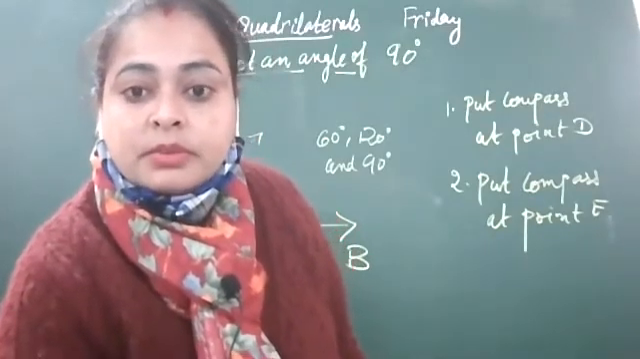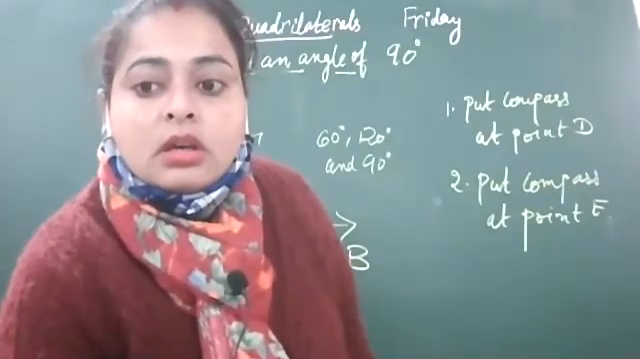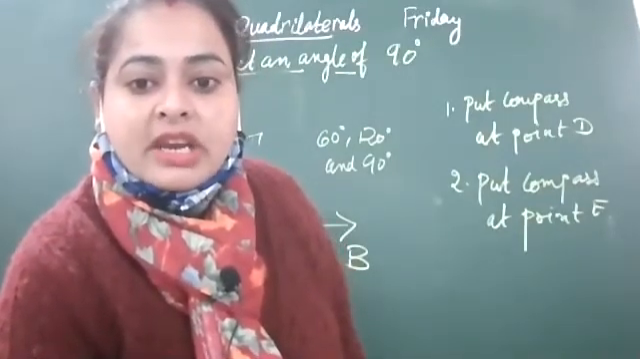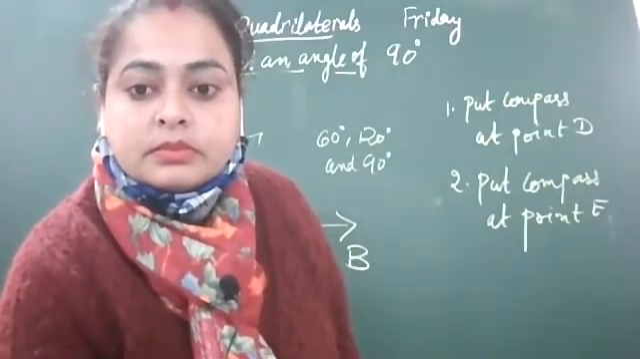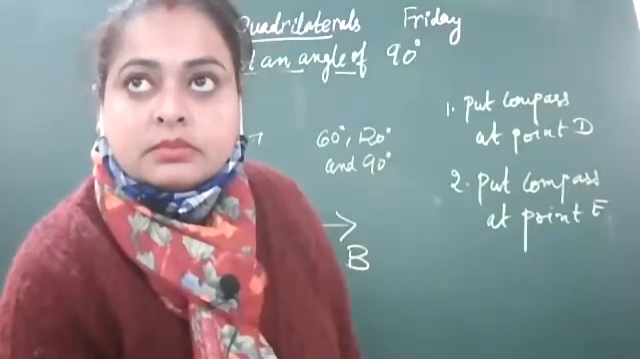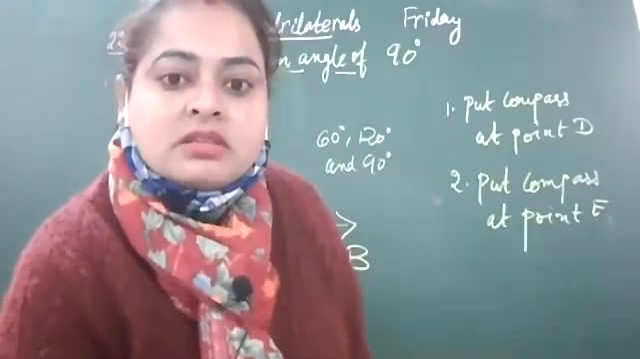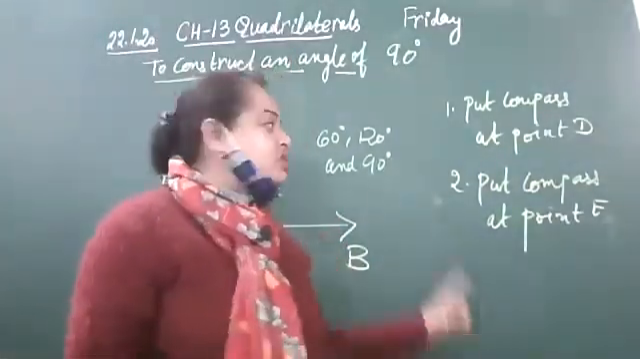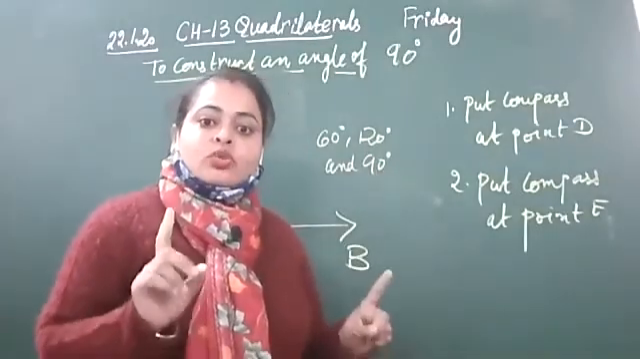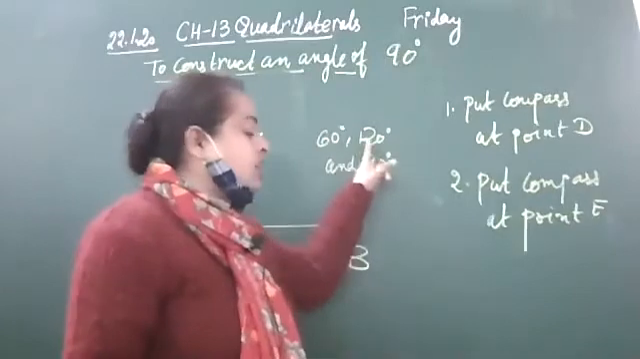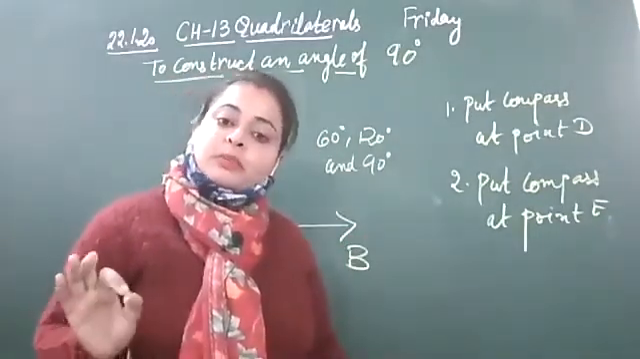Yes, Natansh? Natansh, you are unmute. You raised hand. Any doubt? Ma'am, in my paper 38 degree will come, 68 will come. Son, those degrees are not in your syllabus. I am only talking about 60 degree, 120 degree and 90 degree. Okay? You will only construct these 3 angles with the compass. Rest of the angles with protractor.